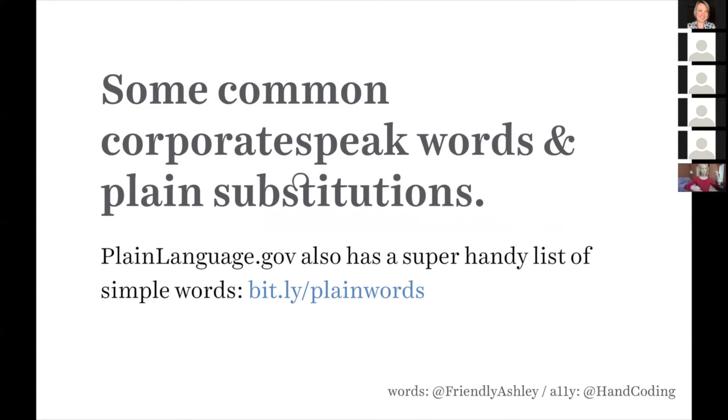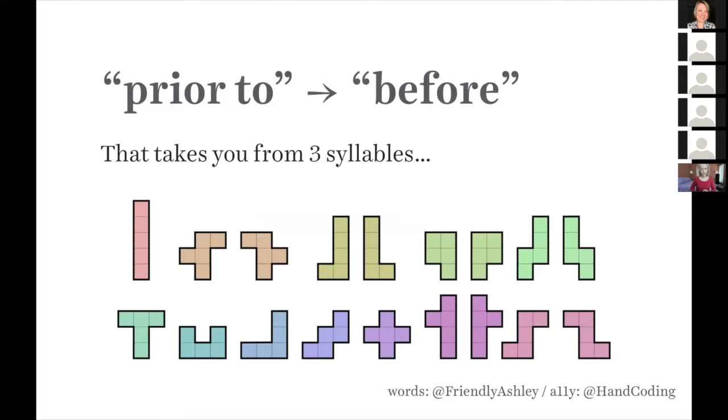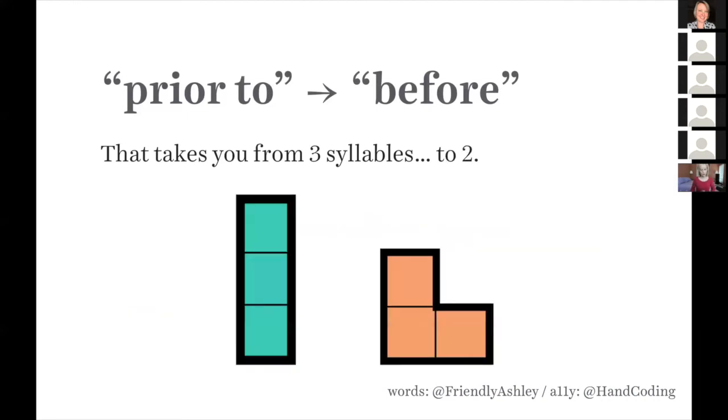So for instance, one word that you sometimes come across is "prior to." This one is kind of one of those phrases that if you were to see this in a report, you probably wouldn't be surprised. But it turns out that rather than saying "prior to," you can just say "before." And in doing so, that takes you from 3 syllables down to 2.